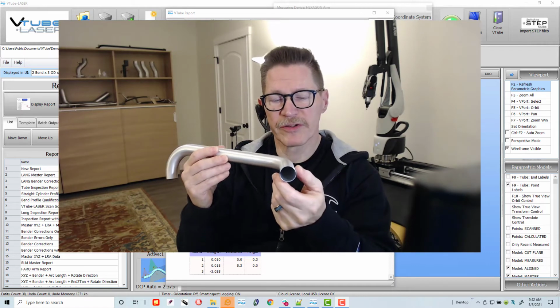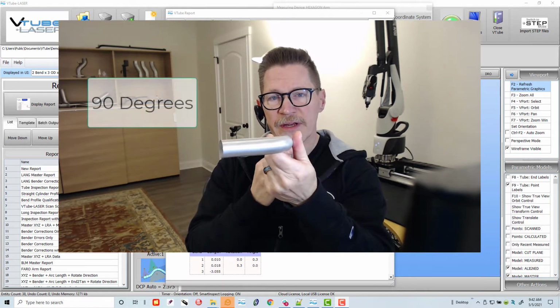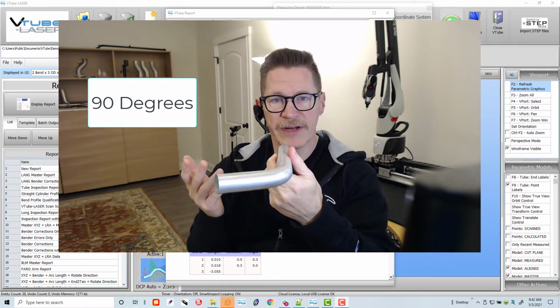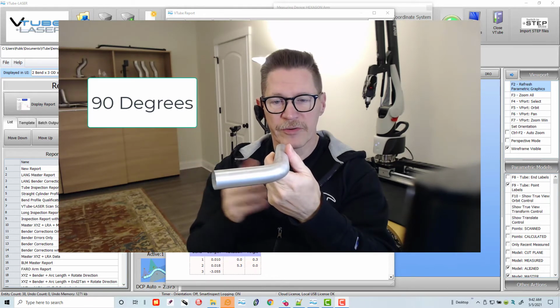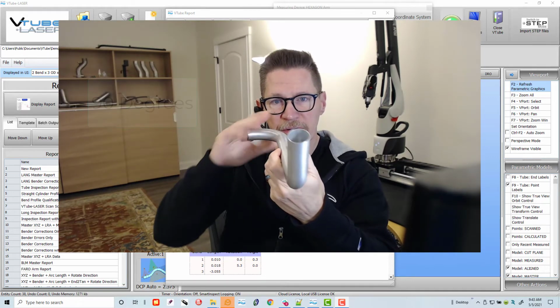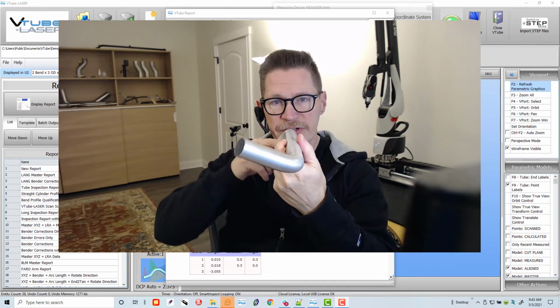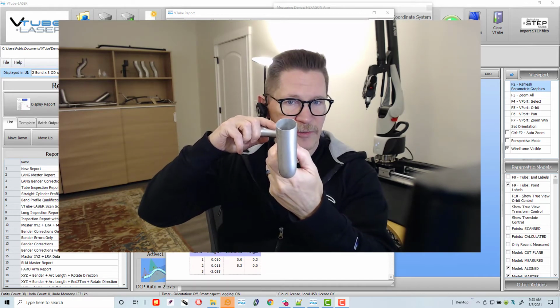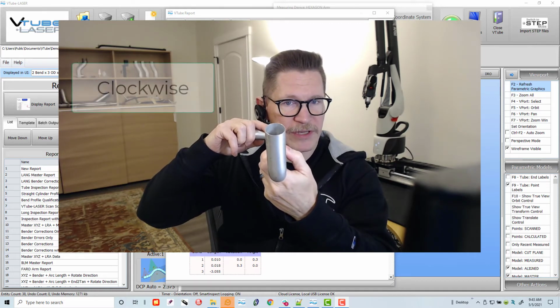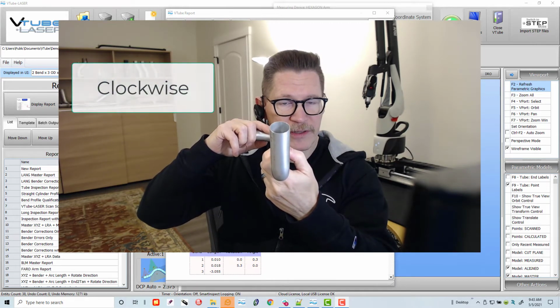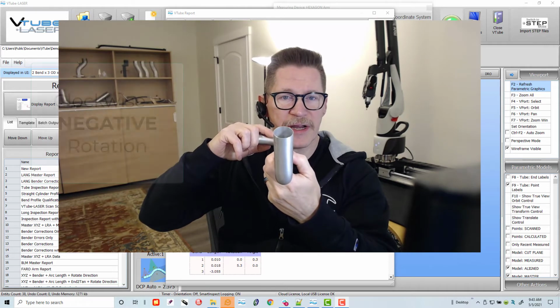So what we're going to do now is push this out, put the first bend in, and now we know that we have to rotate about 90 degrees, okay? So I'm going to rotate in order to clamp up and bend this bend like this. So I did this kind of rotation here. From your perspective, which direction did we rotate? Well, we rotated clockwise, didn't we? Well, in VTube, this is considered a negative rotation.